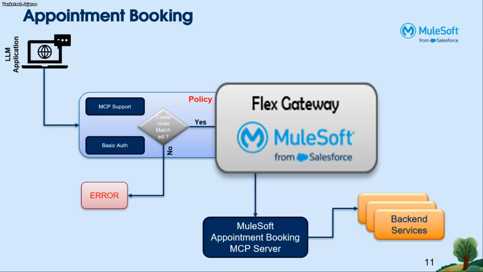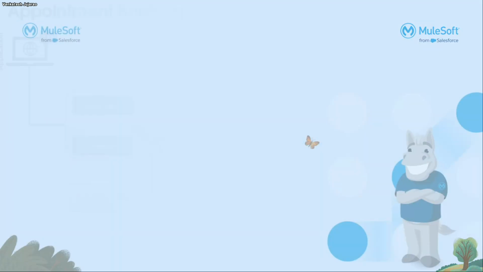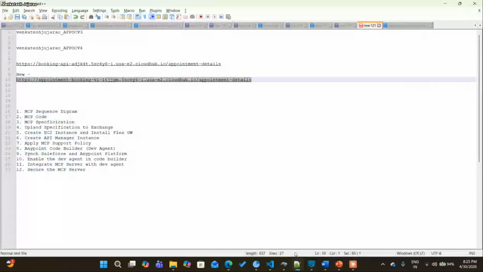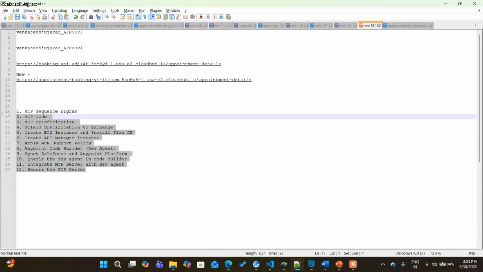So we have to go with Flex Gateway to protect our MCP server. I hope that answers your question. Any follow-up on that? Yep, all good. Sure. The same steps I have just listed here in detail.